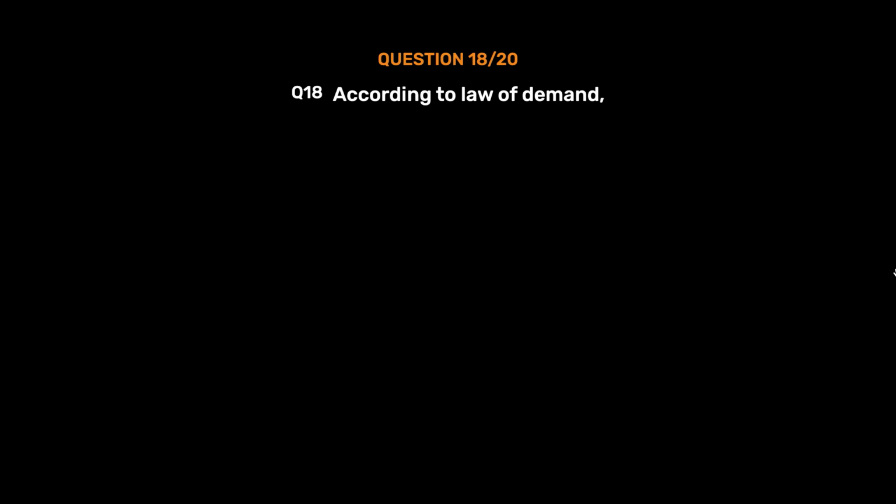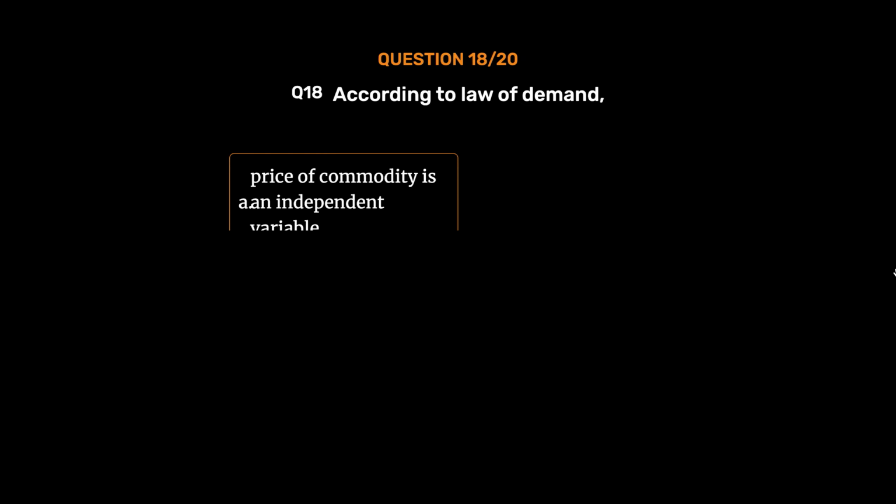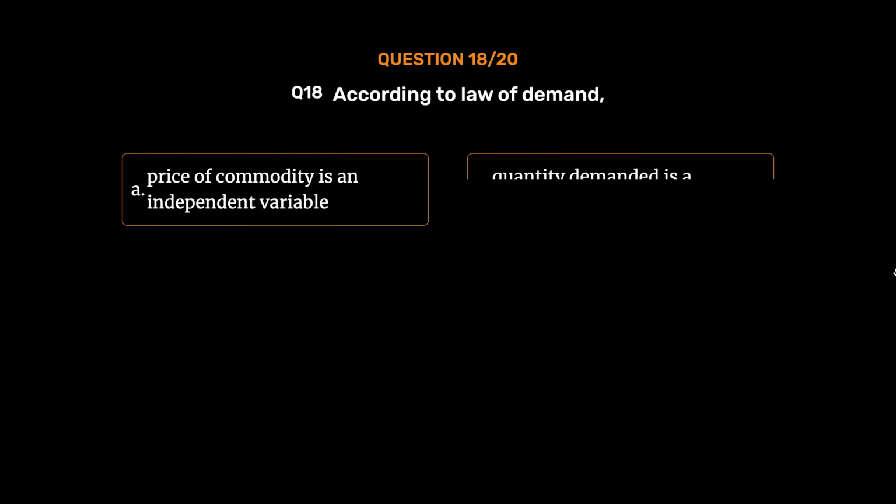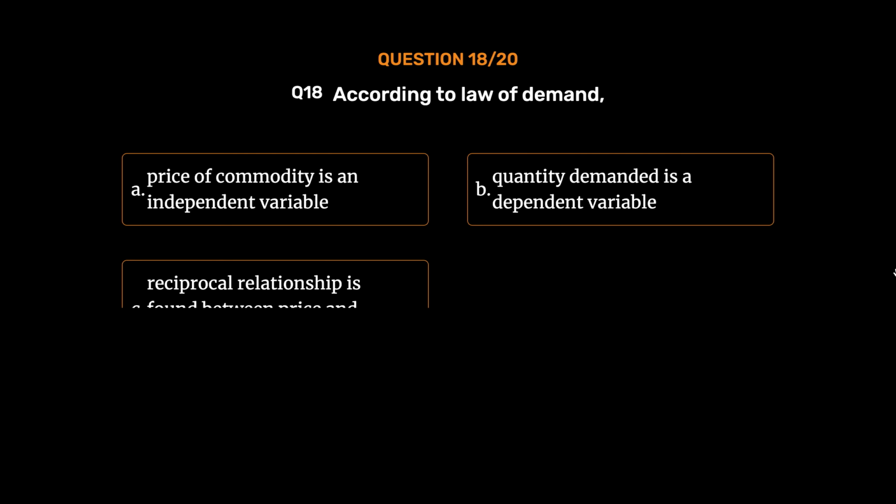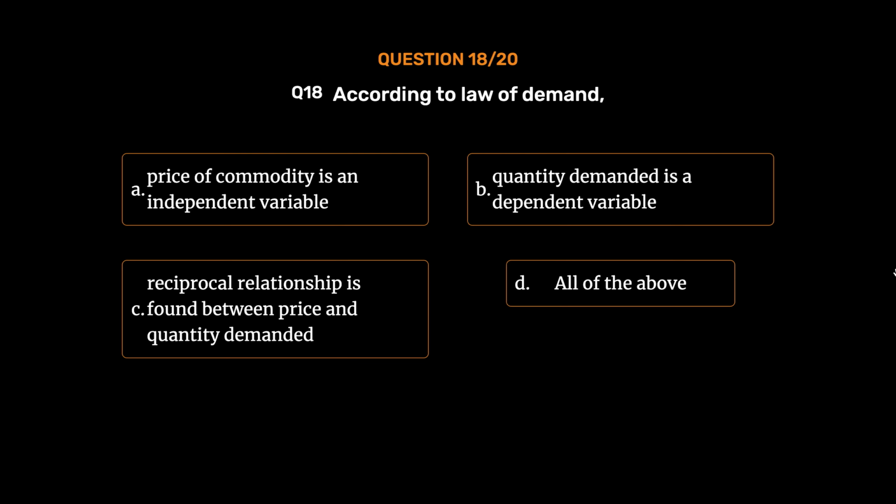Question number 18. According to law of demand, Option A, price of commodity is an independent variable. Option B, quantity demanded is a dependent variable. Option C, reciprocal relationship is found between price and quantity demanded. Option D, all of the above. The correct answer is Option C, reciprocal relationship is found between price and quantity demanded.